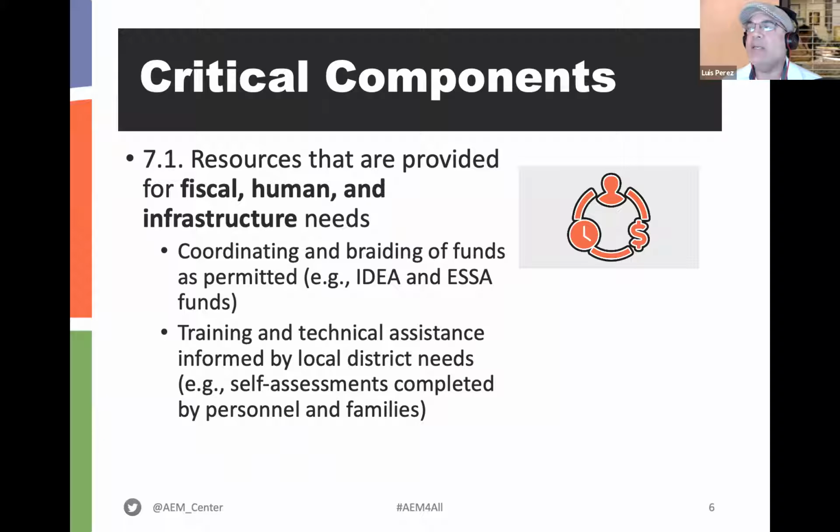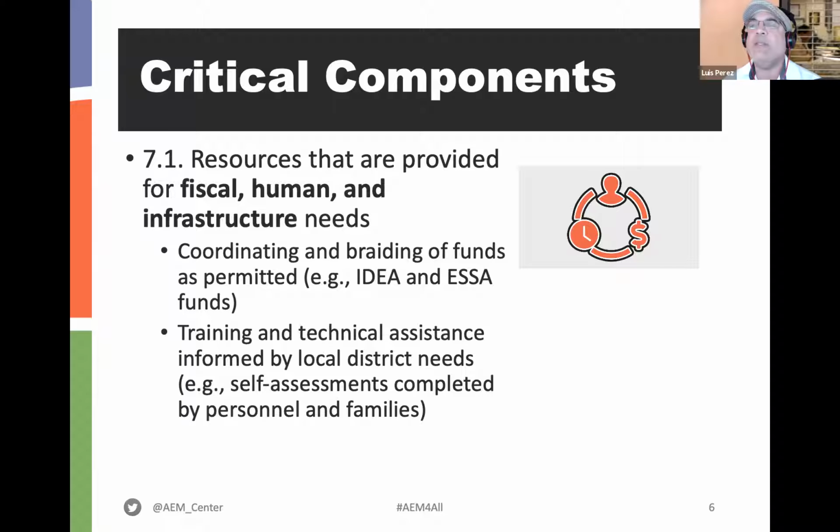So let's dig into that a little bit more by looking at the critical components. And this one is probably one of the brief ones in terms of the critical components. There's just 2 points here. The first one is 7.1. So we want to make sure resources are provided for fiscal, human, and infrastructure needs. And often we just think about the fiscal resources, but we also want to consider the human and infrastructure ones as well. So in terms of the fiscal resources, we want to coordinate and braid funds from a number of sources.